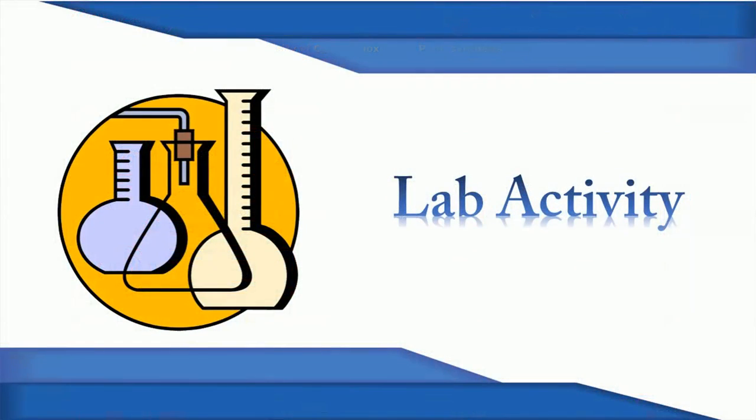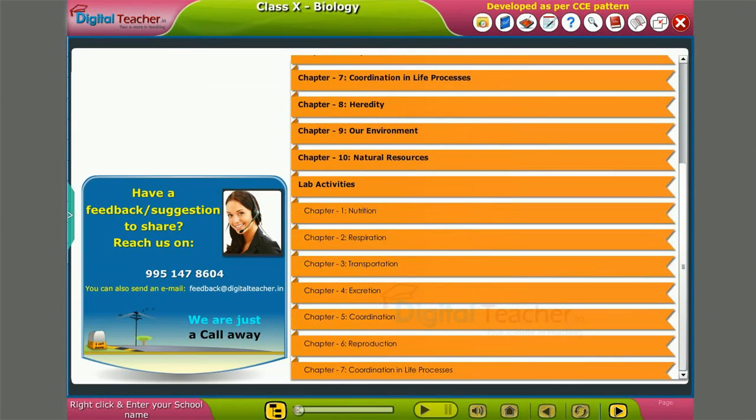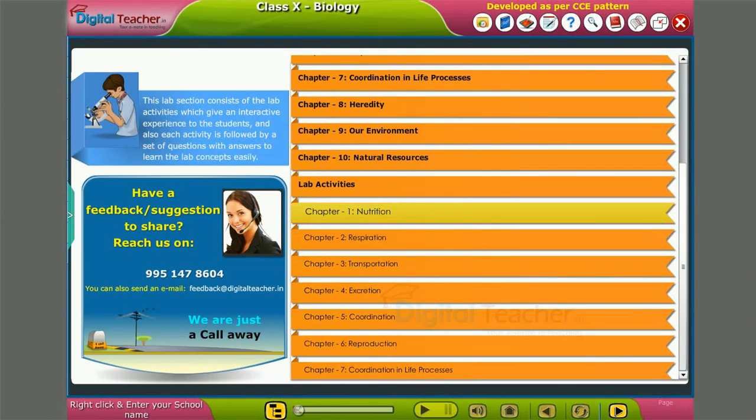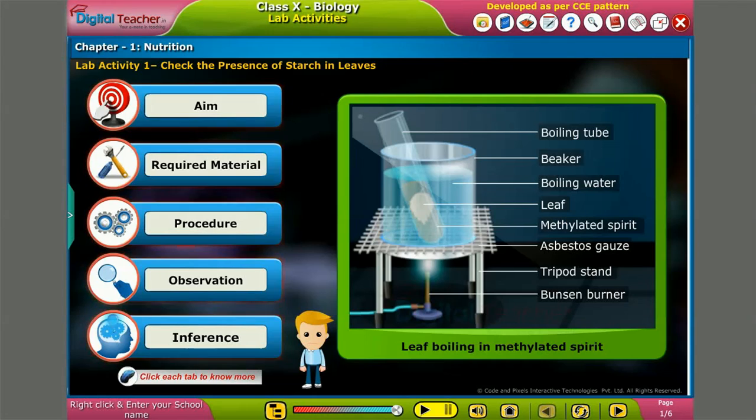Now we see about the lab activities. I'm going to the index page. Below we have the lab activities of chapter 1. Just click on the lab activity. This is the lab activity here: check the presence of starch in leaves. We'll be having 5 tabs regarding this activity.